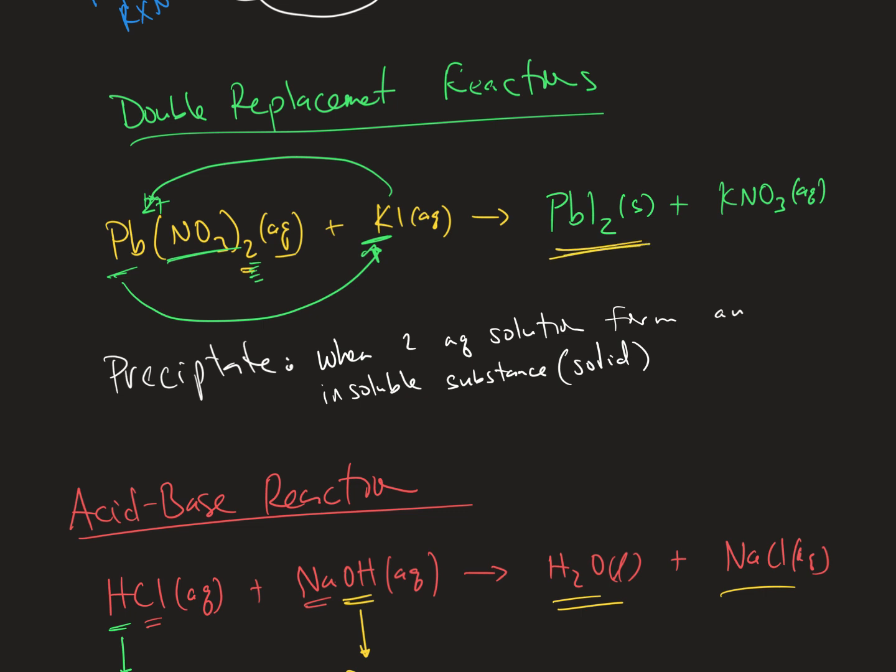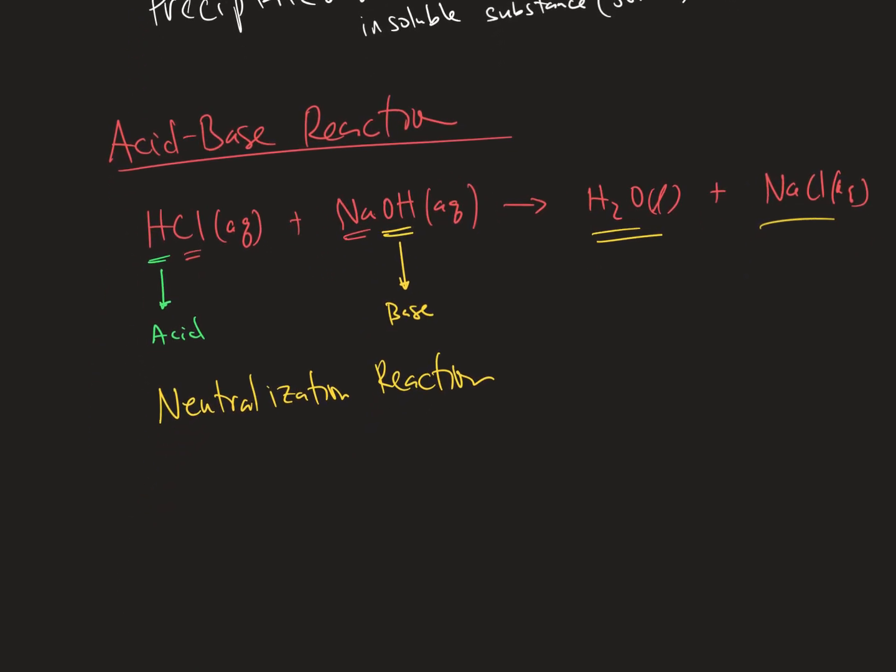This one hooked up. That's why we got a solid. This one did not hook up. It stayed separated in solution. That's why we didn't see anything besides that yellow solid. Okay?